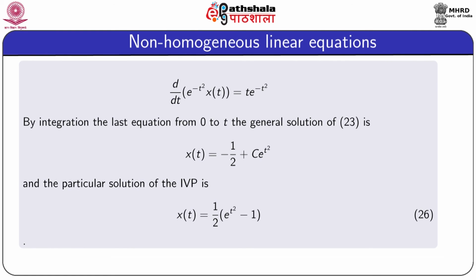The left hand side can be put in the form d/dt of (e to the power minus t square x) equal to t e to the power minus t square. Now, if you integrate this from 0 to t, you will get the solution x t equal to minus half plus c e to the power t square, where c is the integrating constant. And for a particular solution of this initial value problem, we will get x t equal to half of (e to the power t square minus 1).